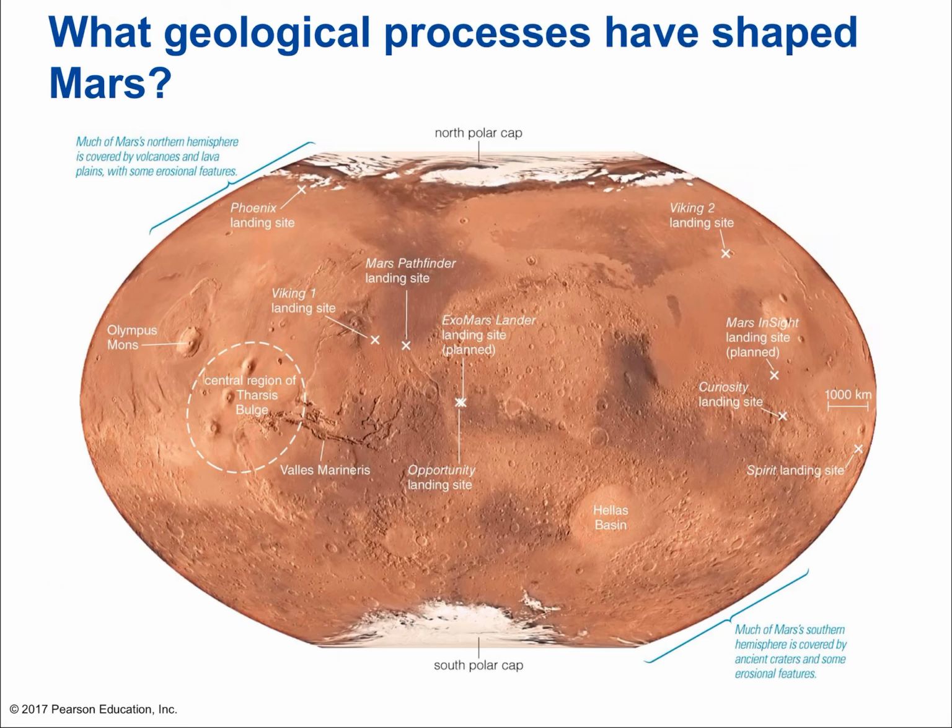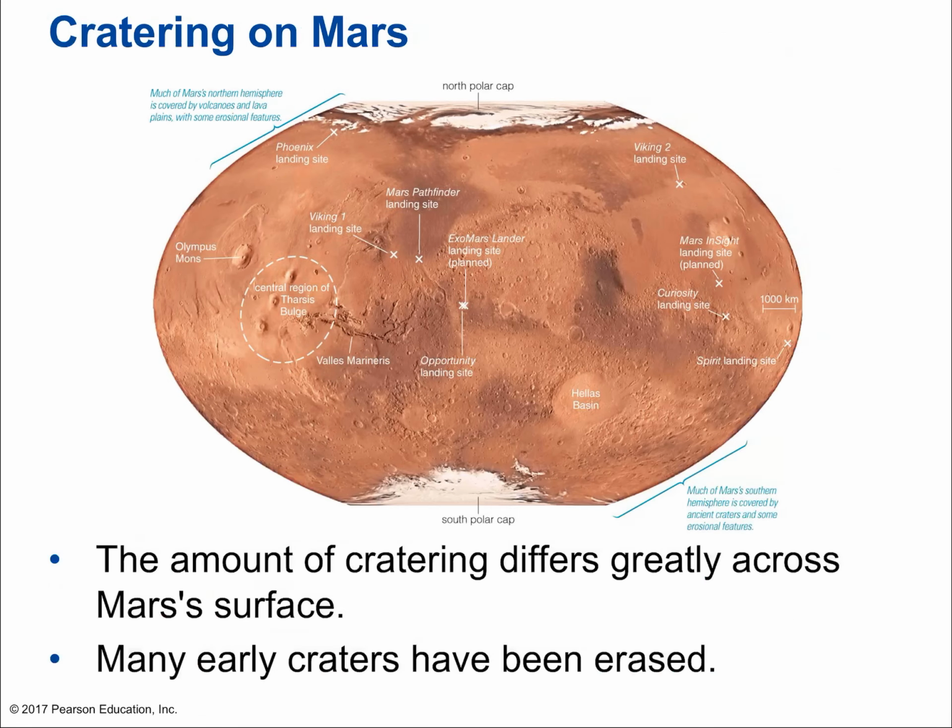Here's a beautiful view of the surface of Mars. The amount of cratering differs greatly across Mars's surface. Many early craters have been erased, whereas not many early craters have been erased on either Mercury or the moon. So here we have huge regions, for example over here, or here, huge regions without much cratering because there have been processes that have erased those early craters. There are still some leftover areas of Mars that have remained untouched.